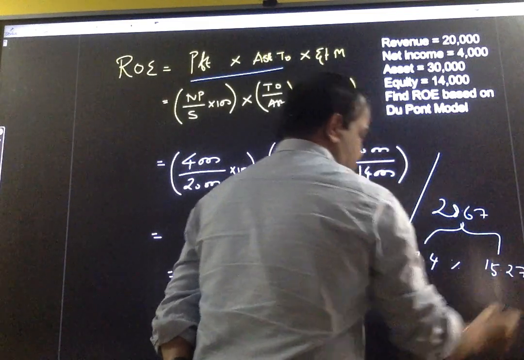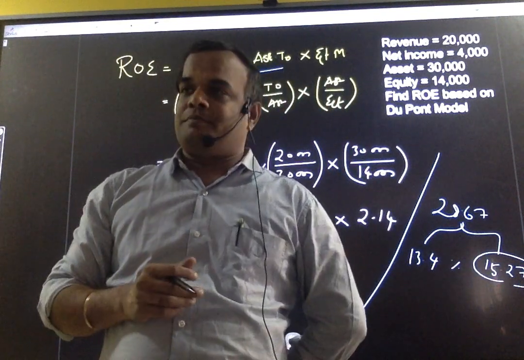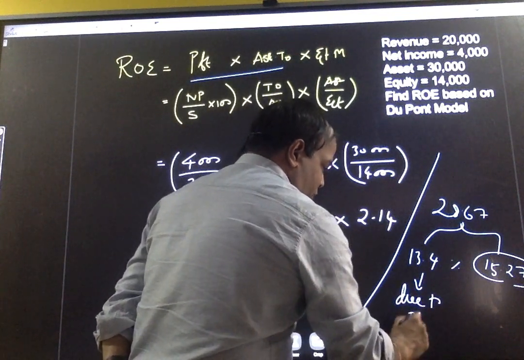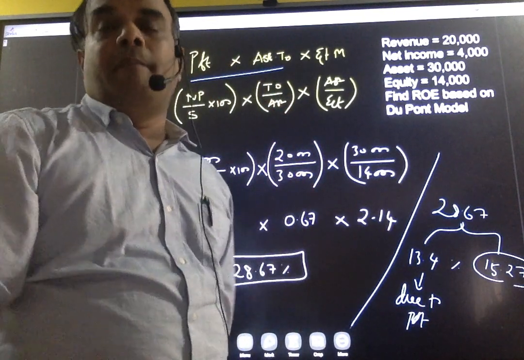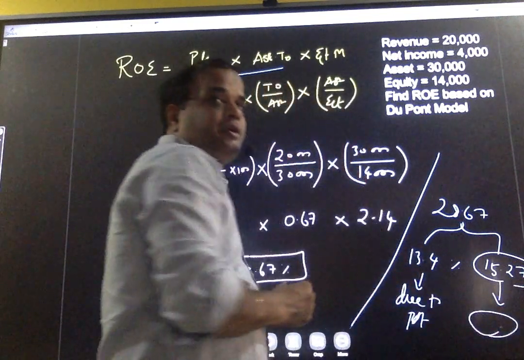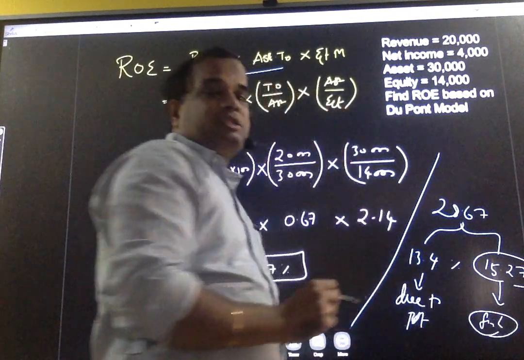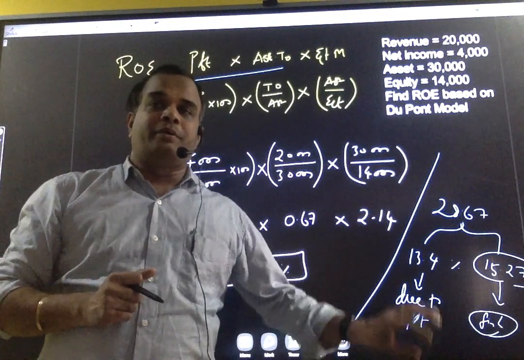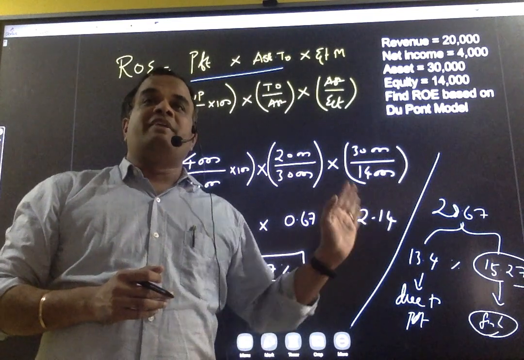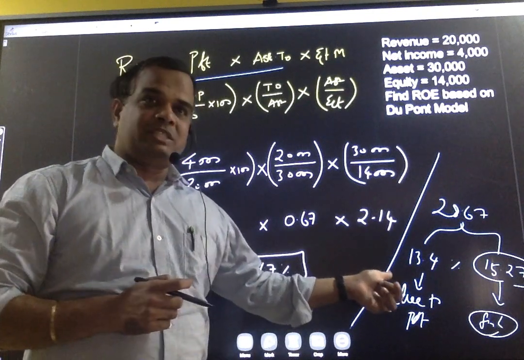Clear? So the 13.4% is due to profit margin. Whereas 15.27 is due to financial leverage, because of the usage of debt fund. If the debt fund is not there, you are supposed to get how much? 13.4.